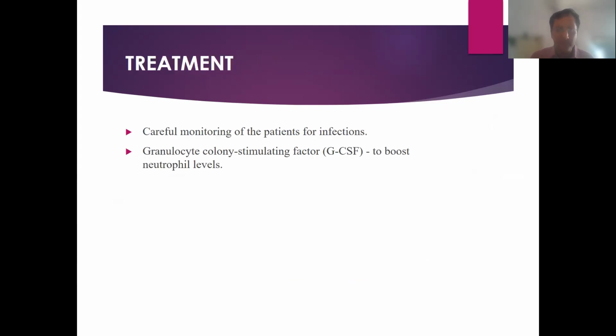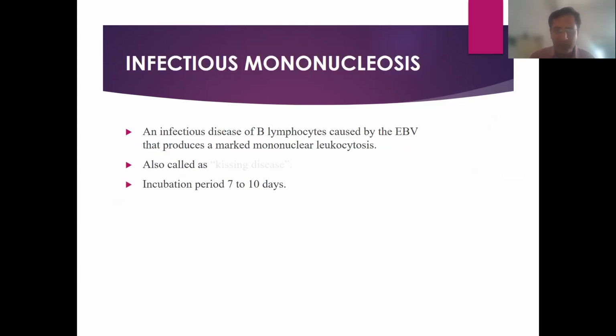What is the treatment for that? Careful monitoring of the patient is needed, and granulocyte stimulating factor. Next topic: what is infectious mononucleosis? Infectious mononucleosis is a disease of the B lymphocytes caused by EBV, with marked mononuclear leukocytosis. It is also known as kissing disease. The incubation period is 7 to 10 days.